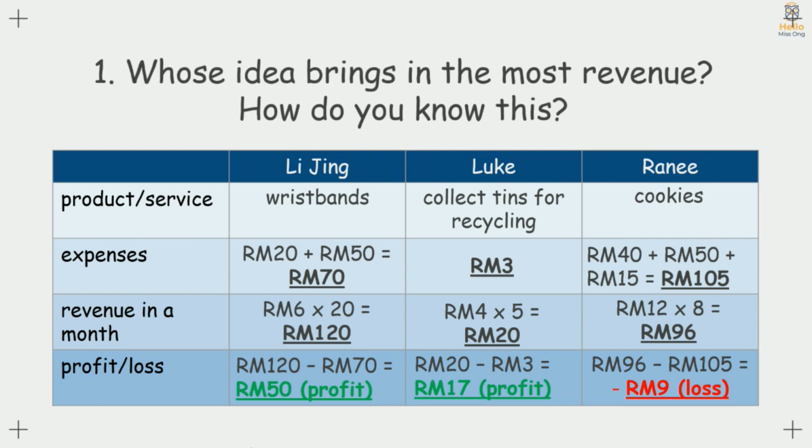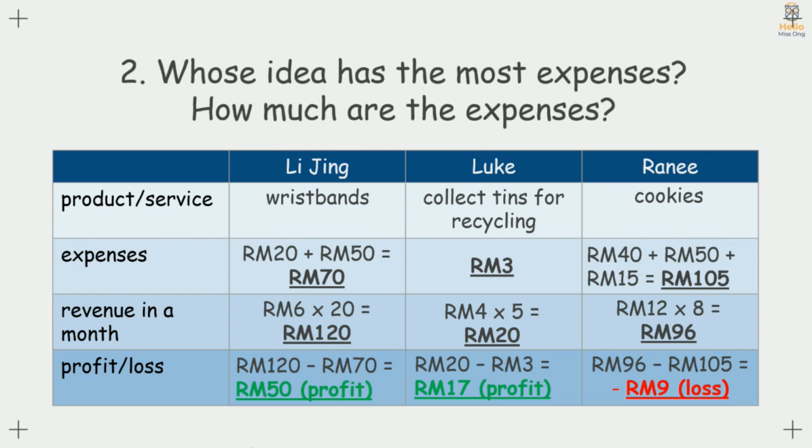1. Whose idea brings in the most revenue? How do you know this? Let's look at the rule for revenue. Who has the highest revenue? Yes, Li Jing. Her revenue is 120 ringgit in a month.